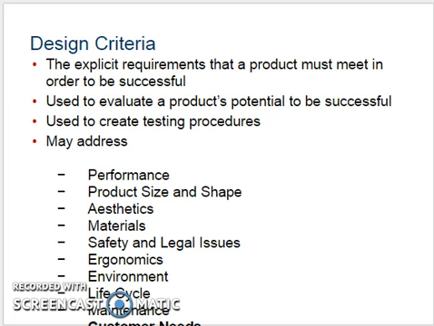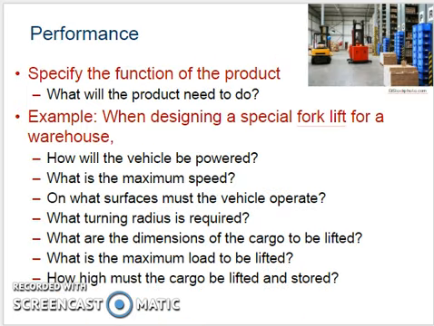So we're going to look at these steps again: the performance, product size and shape, the aesthetics, the materials, safety, legal, ergonomics, environment, life cycle, and the maintenance that might be used to make this product itself. So the first thing we're going to look at is performance.